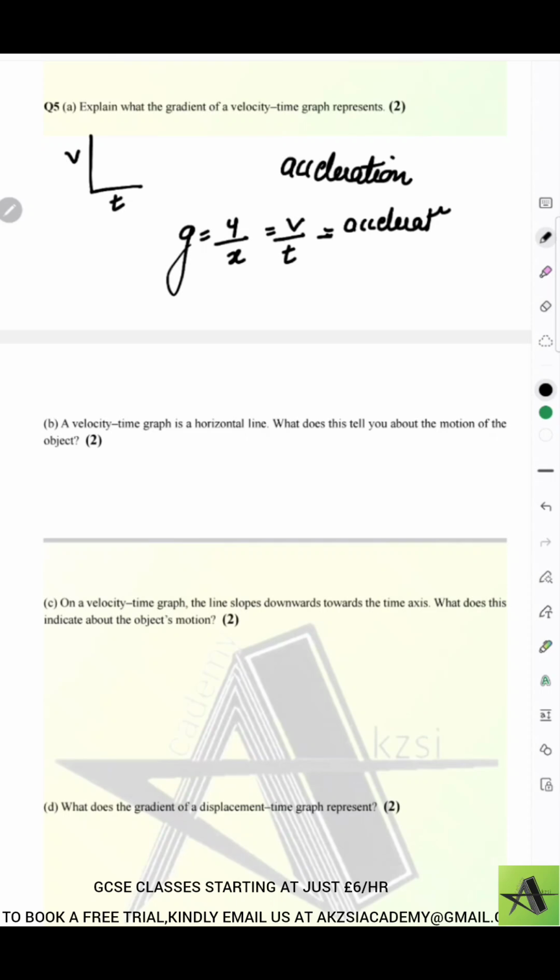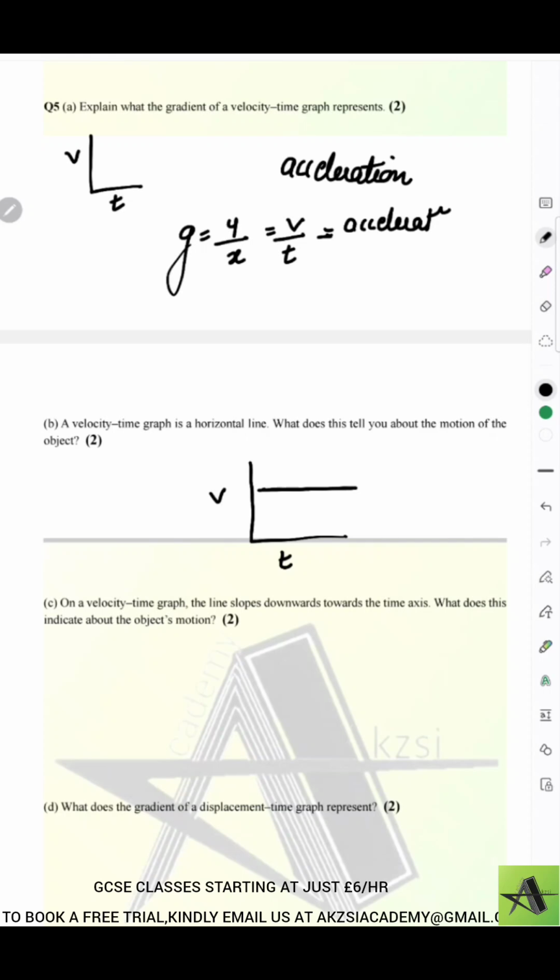Part B, velocity time graph is a horizontal line. What does this tell you about the motion of the object? See, this is a VT graph. This is V, this is T. Let's say this is a horizontal line, this one. What does this tell you about the motion of the object?